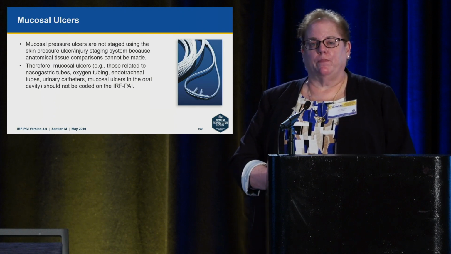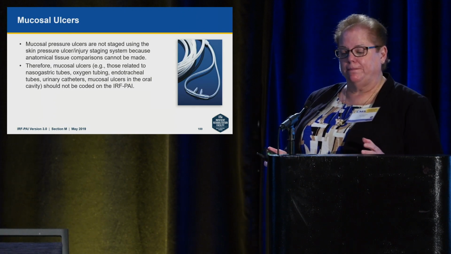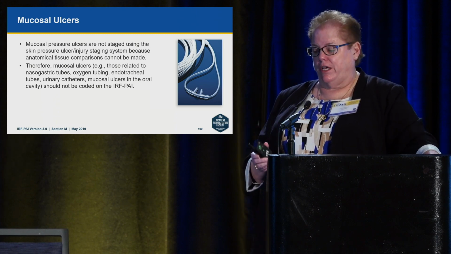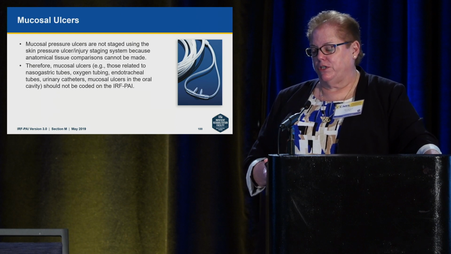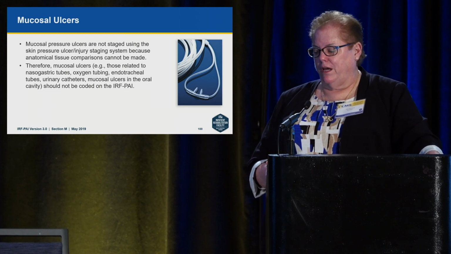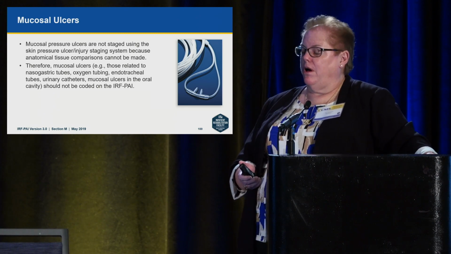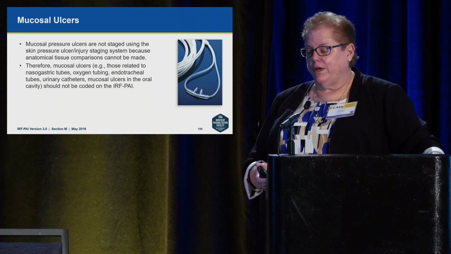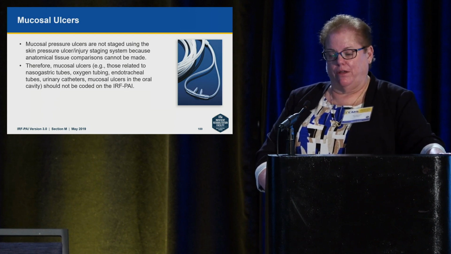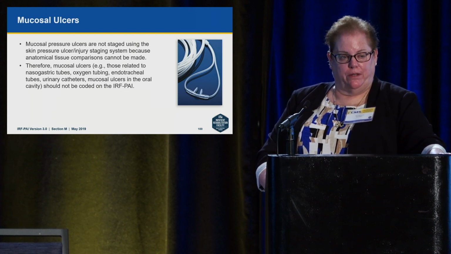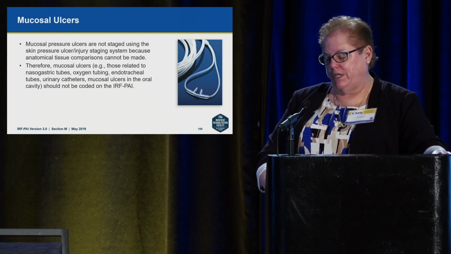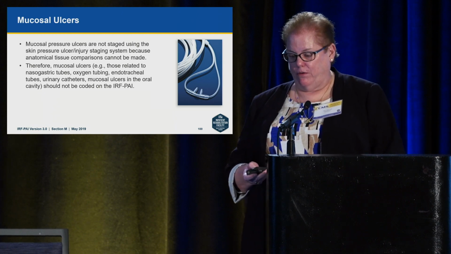So let's spend a moment talking about mucosal ulcers. Those are a little different, right? Mucosal pressure ulcers are not staged using our skin pressure ulcer/injury staging system because anatomical tissue comparisons cannot be made. Therefore, mucosal ulcers, for example, those related to NG tubes, oxygen tubing, endotracheal tubes, urinary catheter, mucosal ulcers in the oral cavity should not be coded on the IRF-PAI as pressure related. An important point, an opportunity for education. So make sure that your staff understand that, anyone who will be coding that ulcer.